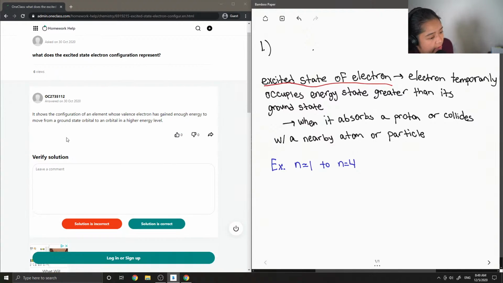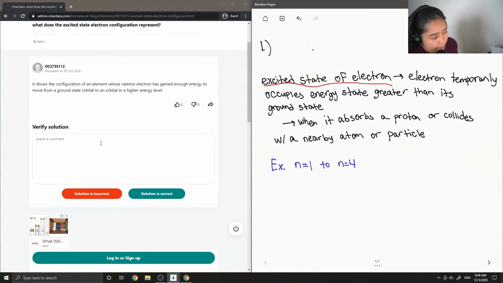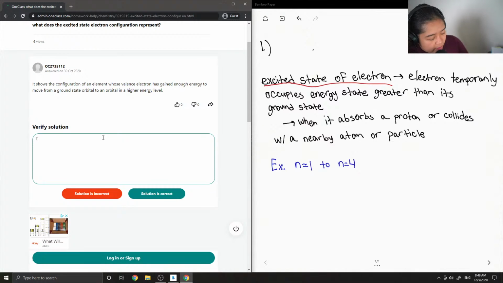Okay, so let's see what the junior tutor said. The excited state electron configuration shows the configuration of an element whose valence electron has gained energy to move from a ground state orbital to an orbital in higher energy level. Yep, so this solution is correct.